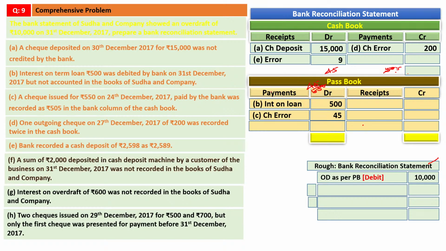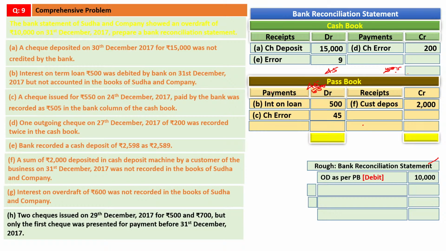We'll verify that later. Next, a sum of rupees 2,000 deposited in the cash deposit machine by a customer of the business on 31st December 2017 was not recorded in the books of Sudha and Company. One of our customers directly deposited, so it may be showing in the receipt side of the passbook. As we are not aware about that deposit, we may have not recorded it in our cash book, right?